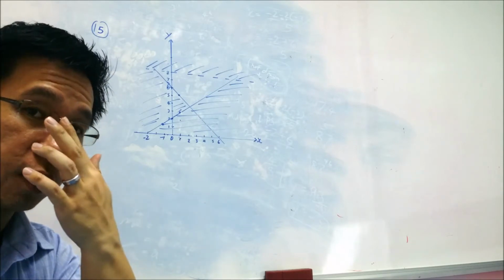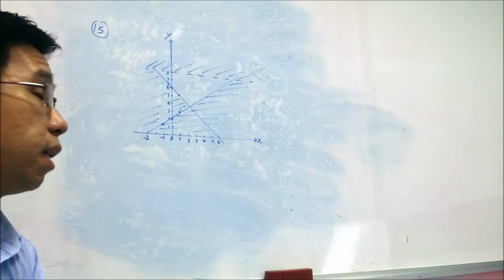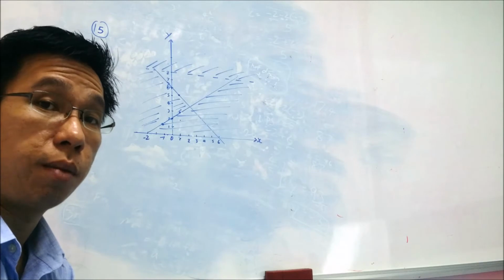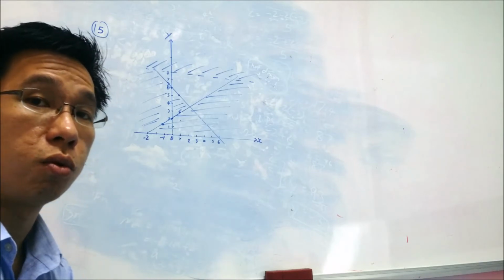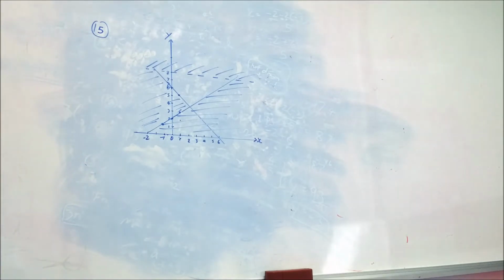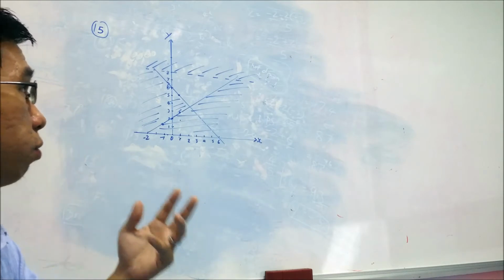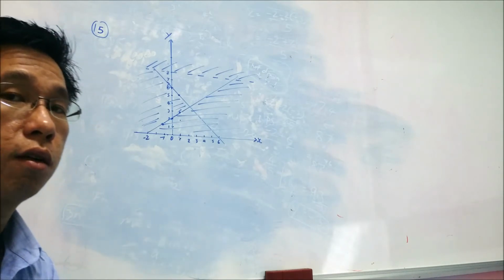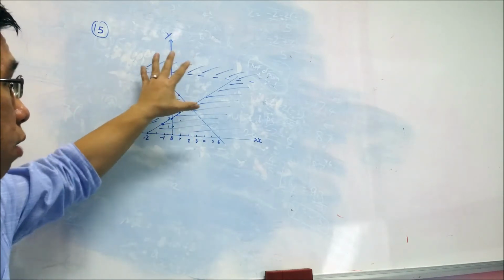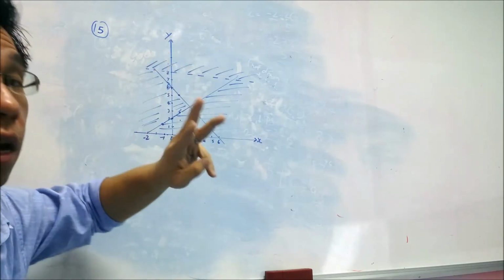I'm here to explain to you question 15 in the IGCSE maths paper, May-June 2015. For this question, they ask you to write the three inequalities. Now, for the inequalities in the graph, we notice that there are three lines.